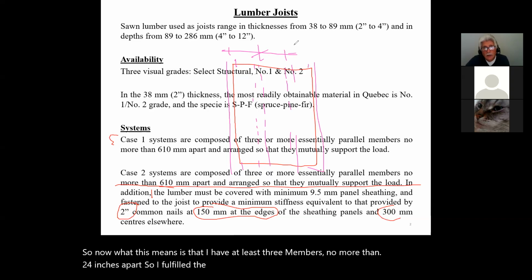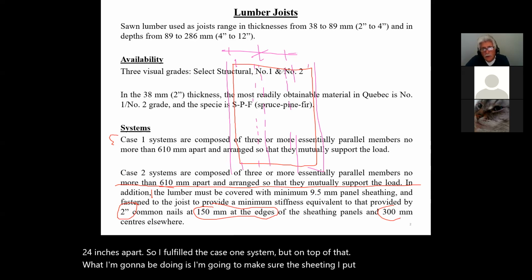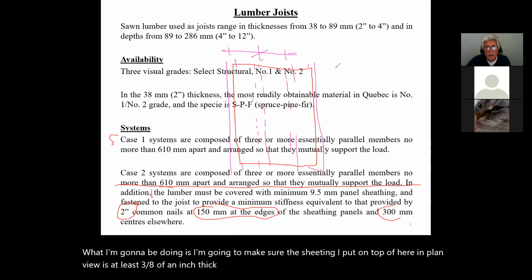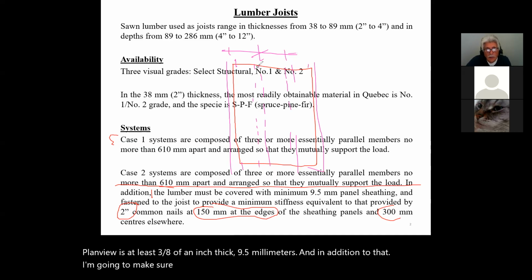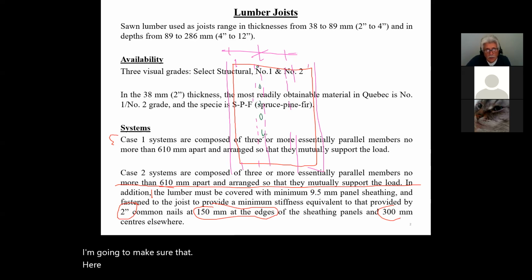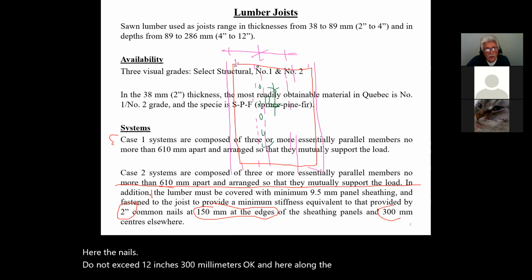But on top of that, I'm going to make sure the sheeting I put on top of here in plan view is at least 3/8 of an inch thick, 9.5 millimeters. And in addition to that, I'm going to make sure that here, here, here, here, here, here, the nails do not exceed 12 inches, 300 millimeters, okay? And here along the edge, they don't exceed 150 millimeters.